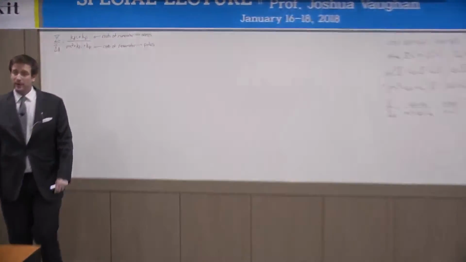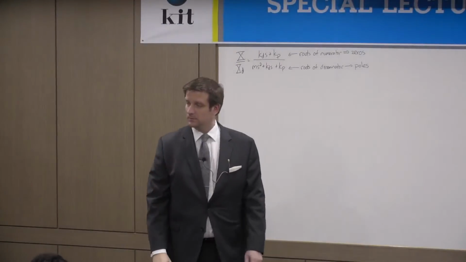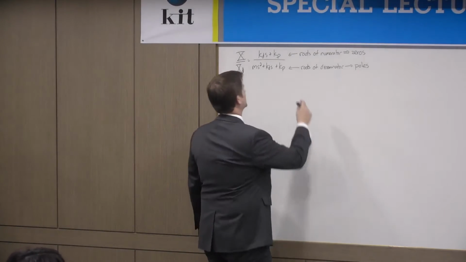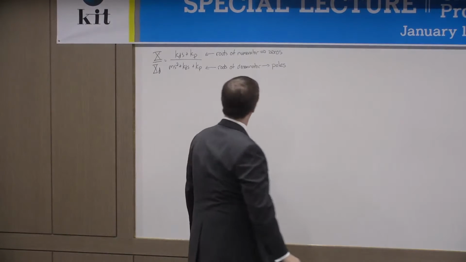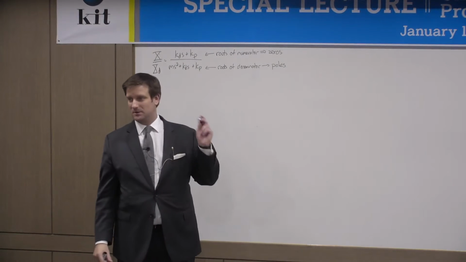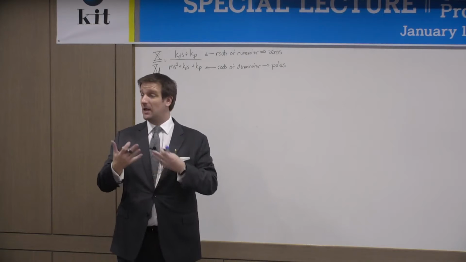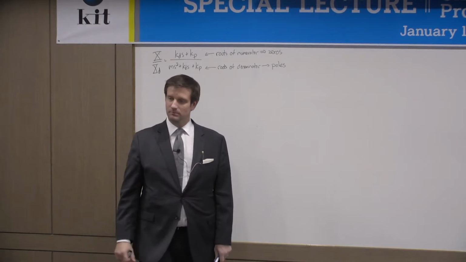The roots of the denominator are called poles. So every transfer function has zeros and poles. And what we're going to see in a few minutes is that the location of those zeros and poles on the plot can tell us a lot of information about the system. That's why we'll look at it.